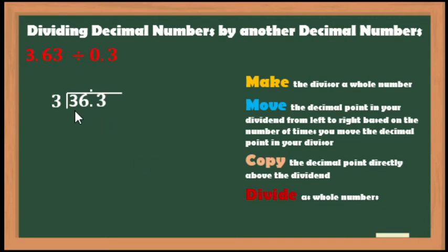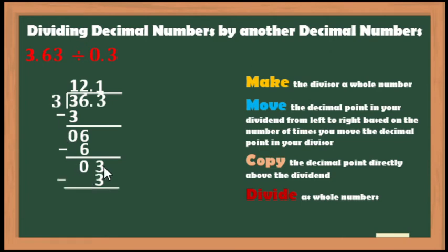Let us divide. 3 divided by 3 is 1. Multiply. 1 times 3 is 3. Subtract. 3 minus 3 is 0. Bring down. Bring down the digit 6. Go back to the first step. Divide. 6 divided by 3 is 2. Multiply. 2 times 3 is 6. Subtract. 6 minus 6 is 0. Bring down. Bring down the digit 3. Divide. 3 divided by 3 is 1. Multiply. 1 times 3 is equals to 3. Then finally, subtract. 3 minus 3 is equals to 0. So our answer is 12 and 1 tenths.